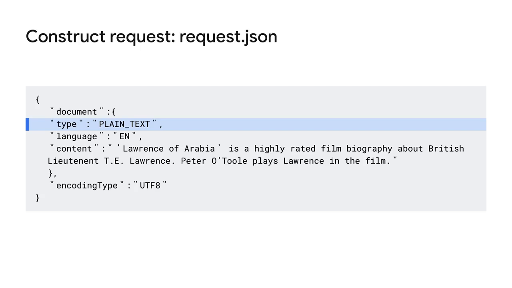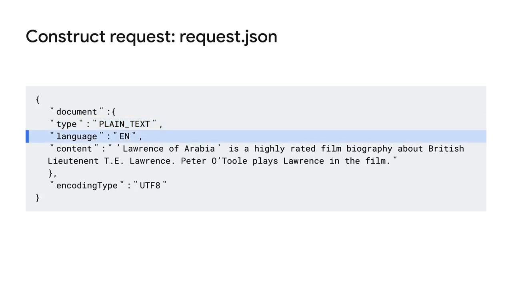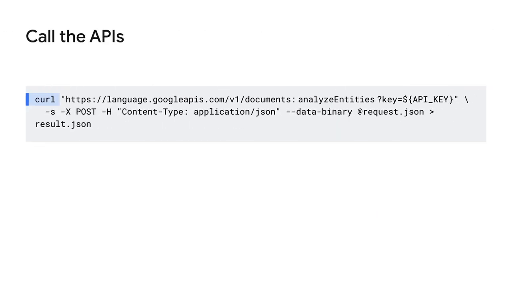The Natural Language API is a REST API and consists of JSON requests and responses. A simple JSON request for entity analysis looks like the code shown here, where you define the type of the document, for example, plain text, the language, like EN, which stands for English, the content, which can be the text itself or the file location in cloud storage, and finally, the encoding type, like UTF-8.